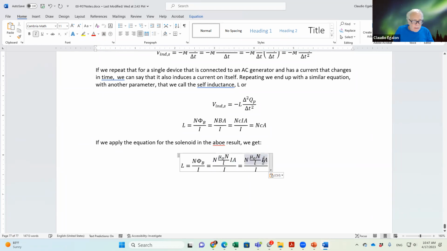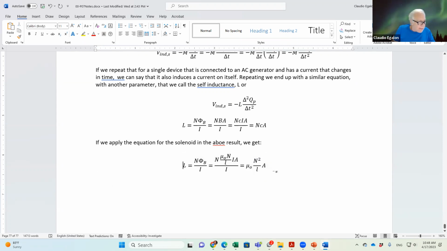I'm going to write that like the following. Mu naught I'll put here on the front, and the N combined with the other big N, we get that. So we're going to put them side by side: resistance, capacitance, and inductance. So that's where the idea of inductance comes from.